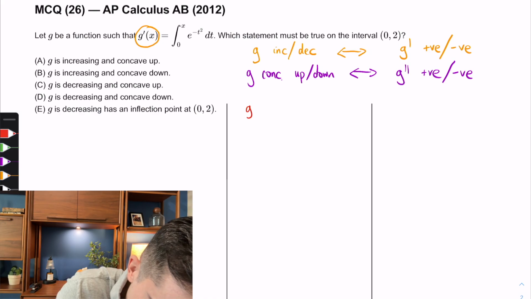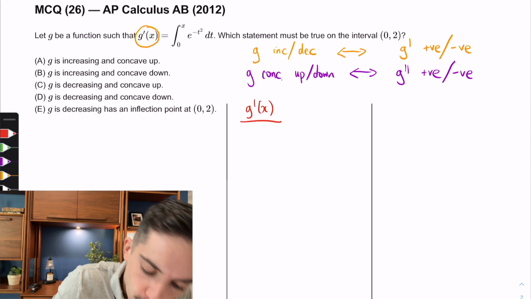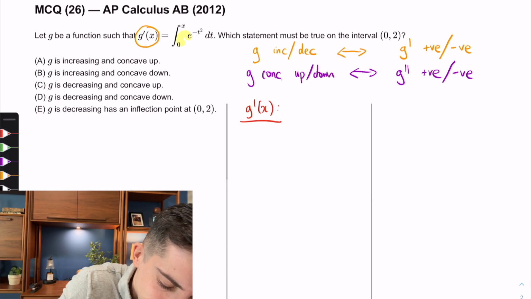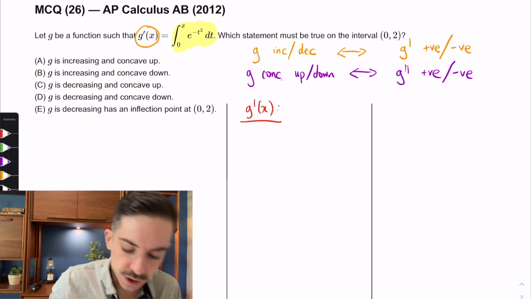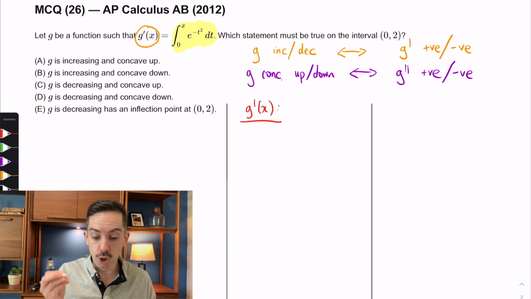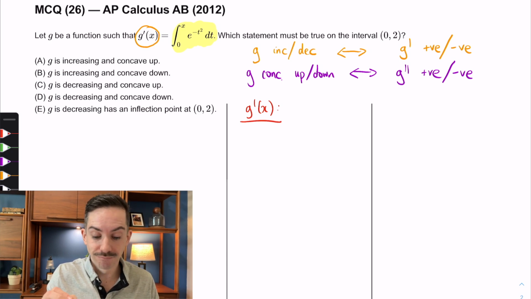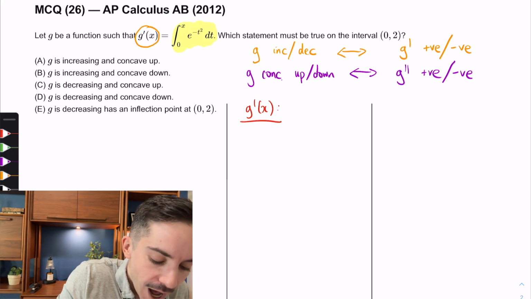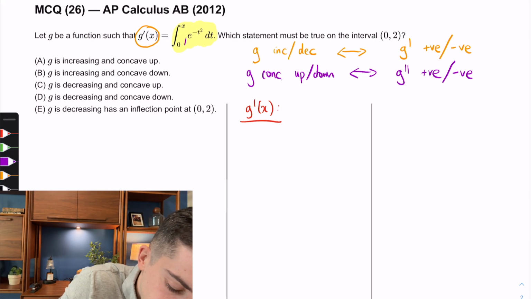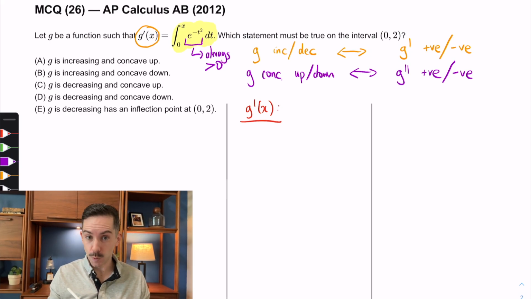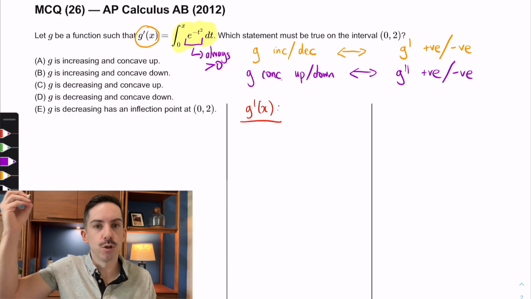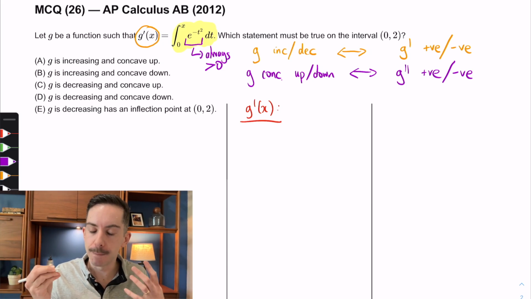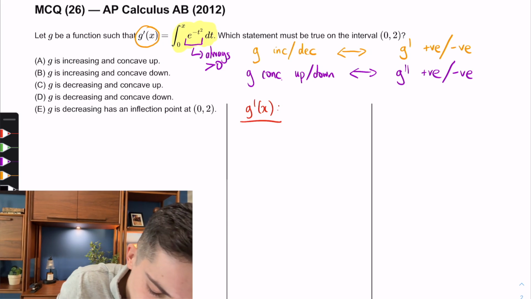So let's first of all think about g prime of x. Well, the good news is I have an expression for g prime of x. Now, I don't know that much about e to the negative t squared as a function. It's maybe not a function I've thought about before, but we can get a lot of bang for our buck by just noting that this function is always going to give me positive values. It's e, a real number, raised to some exponent. That's always going to give me a positive value. So I don't know what its graph looks like.